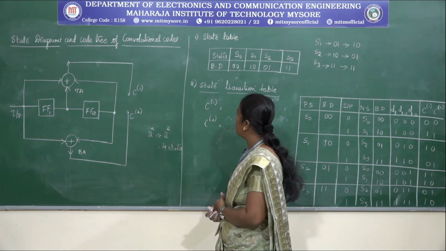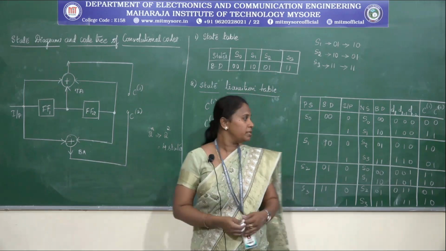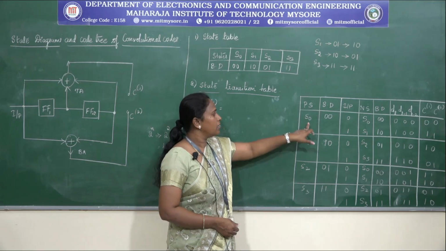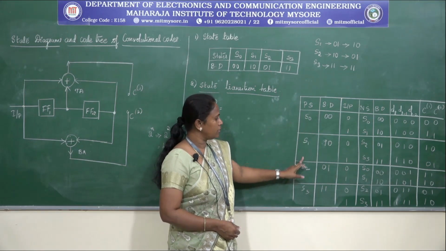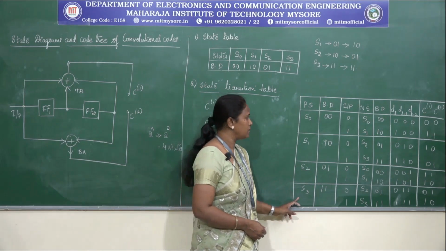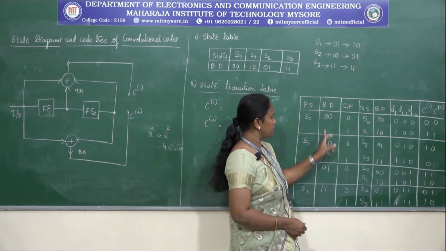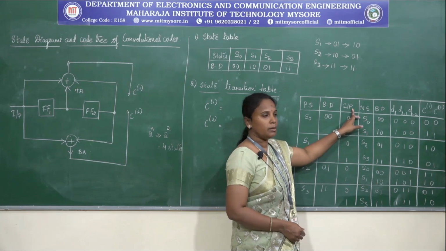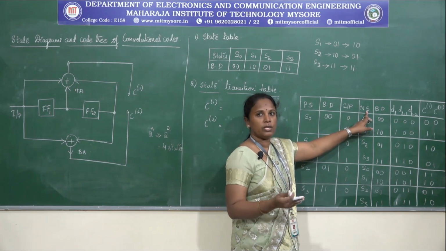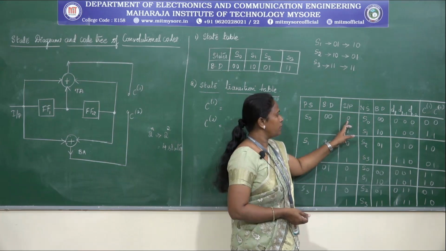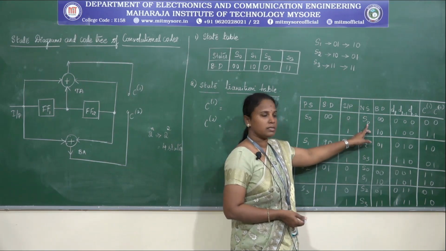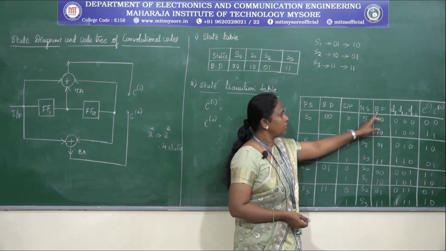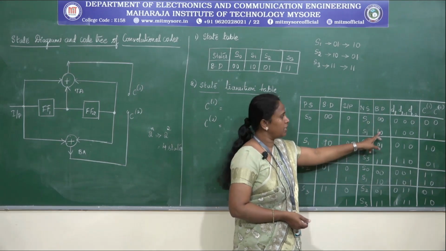The state transition table is constructed in this way, where PS is nothing but the present state. We have 4 states, S0, S1, S2 and S3. These are the present states, and corresponding to the present states we have written their binary descriptions. Then depending upon the input, it is going to shift to the next state. Suppose the input is 0, what is the next state? And suppose the input is 1, what is the next state? Similarly, the binary description of the next state.